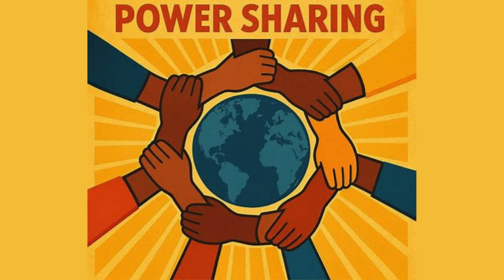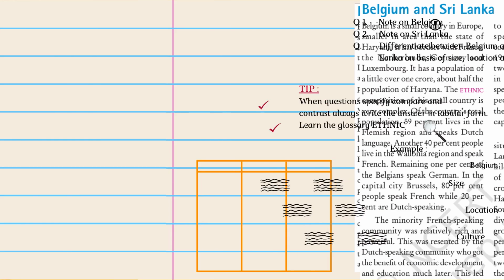The chapter Power Sharing explains how power is distributed among different organs and levels of the government in a democracy. It highlights that sharing of power is essential to prevent concentration of authority in one body or group. Power sharing helps in reducing conflicts and ensuring political stability. This chapter also emphasizes accommodation of social diversity. Through examples, it shows how power sharing strengthens democratic governance.